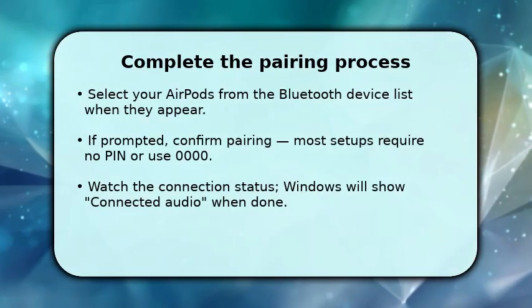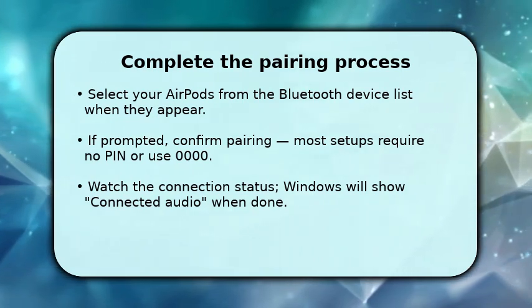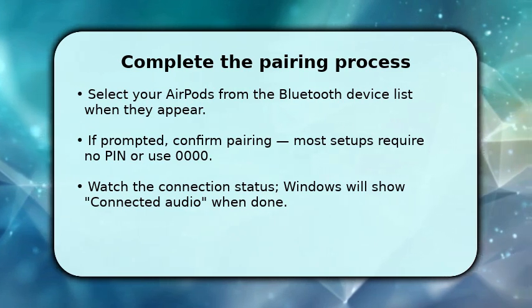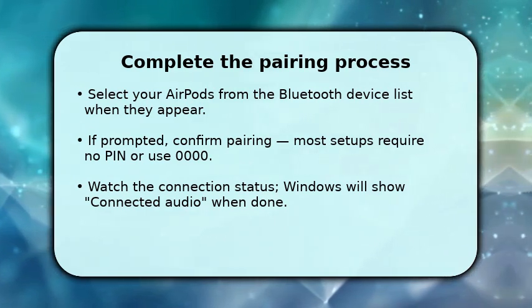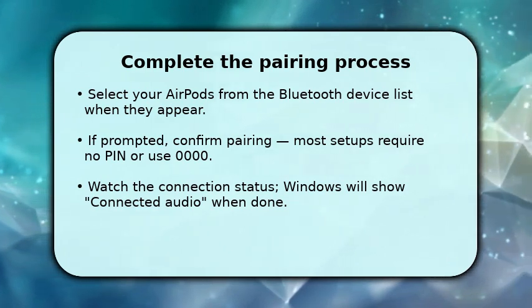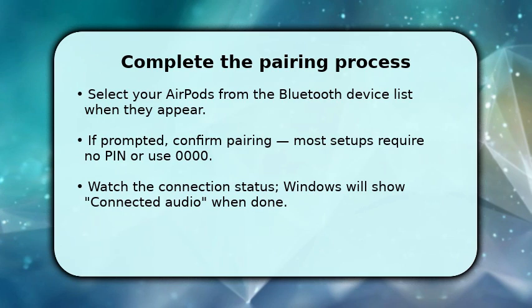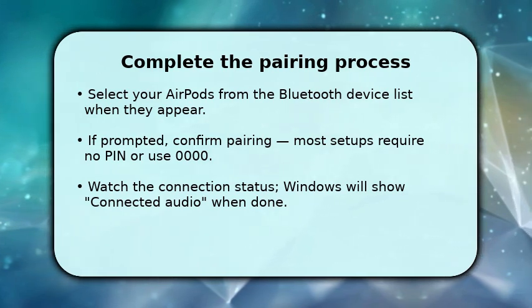You'll now select AirPods from the list that appears in the Add a Device window. Choose Bluetooth and tap the AirPods entry. Windows negotiates the link automatically, which is why you rarely need a PIN. If asked, try 0000. Make sure to keep the case nearby and your PC's Bluetooth adapter enabled during this exchange.